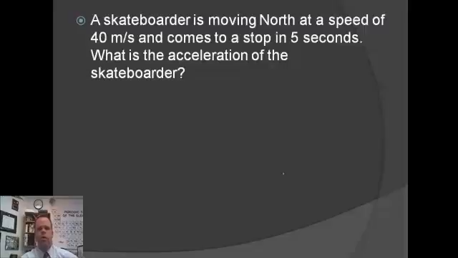Okay, here's another one for you to try. A skateboarder is moving north at a speed of 40 meters per second and comes to a stop in 5 seconds. What is the acceleration of the skateboarder? Press pause, try this on your own for a second, and then once you have an answer, press play again and see if you got it right.